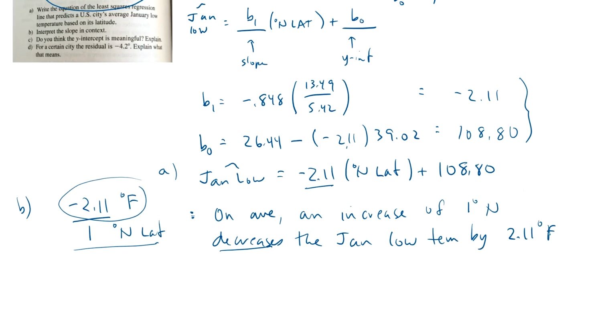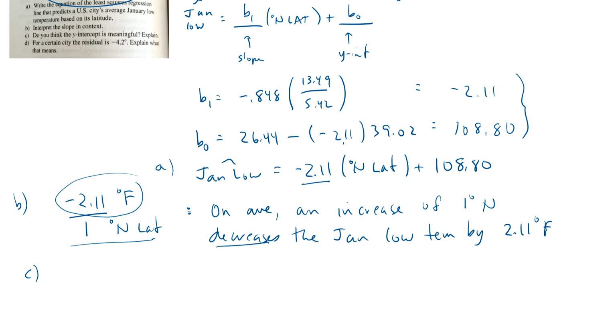Okay, let's see. Do I think the y-intercept is meaningful? Well, that means at 0 degrees north latitude, which is the equator, right? That tells me that the January low is equal to 108.8, the predicted. Okay, a low temperature of 108.8 does not make sense.